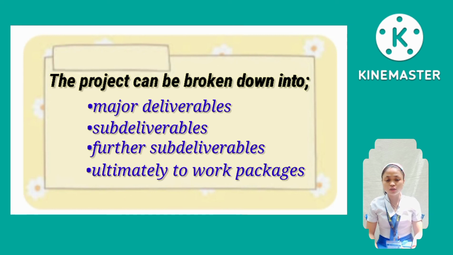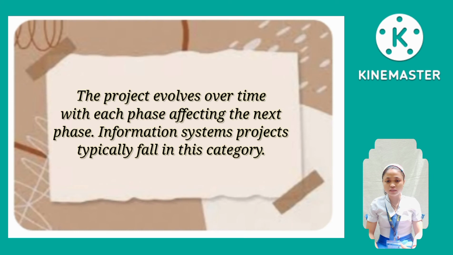So why is it difficult to apply WBS to less tangible projects? Here is the big difference: the project evolves over time, with each phase affecting the next phase. Information system projects typically fall in this category. To know more, let's have an example, such as creating an extranet website or an internal software database system. The processes of the project are driven by the performance requirements, not by plans or blueprints.